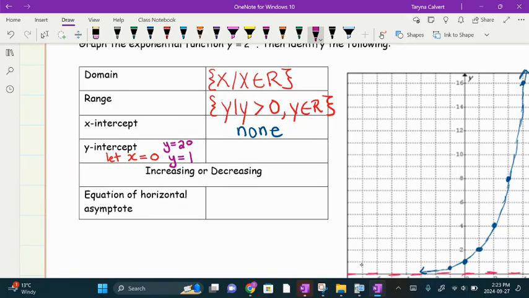All right, so here, 0, 1. And is this one increasing or decreasing? Increasing. And the equation of the horizontal asymptote is? Which one? Is it x equals 0 or y equals 0? Good, y equals 0, good. And if you forget, because sometimes, I get it, there's lots to remember, you can actually graph y equals 0 to confirm that that's the horizontal one.